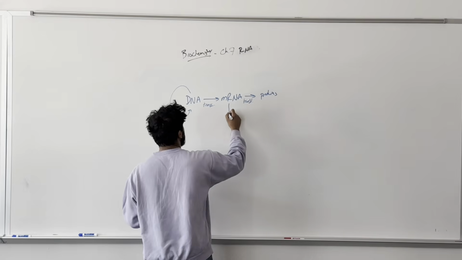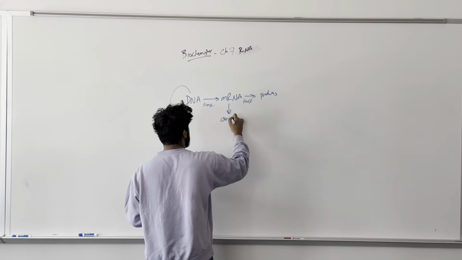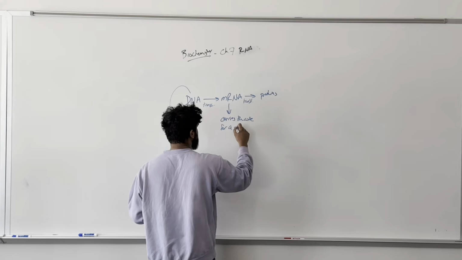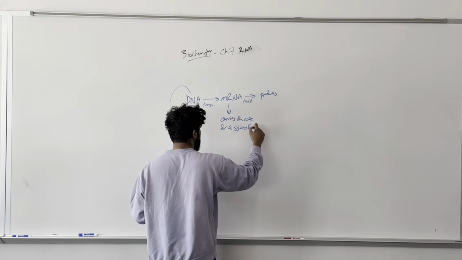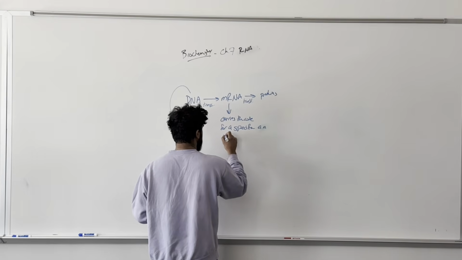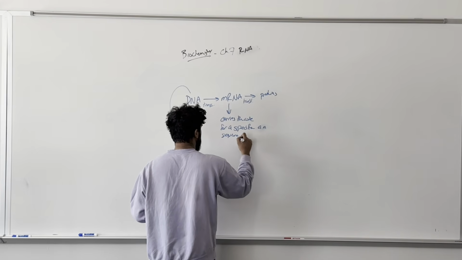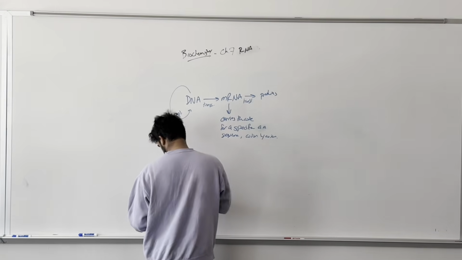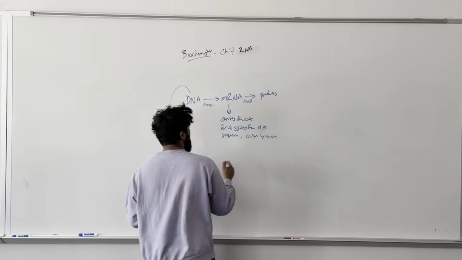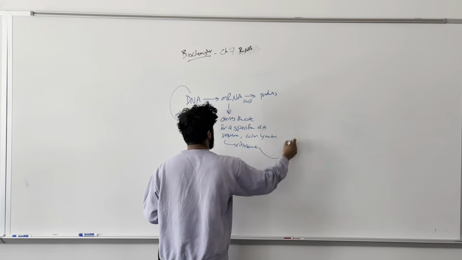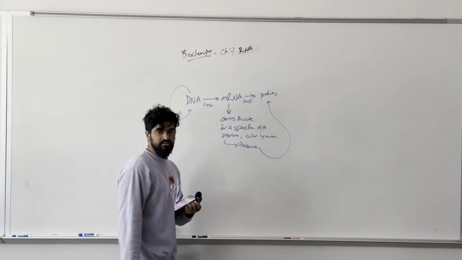Messenger RNA carries the code for a specific amino acid sequence, codon by codon. And it carries this to the ribosome in order for a protein to be produced.